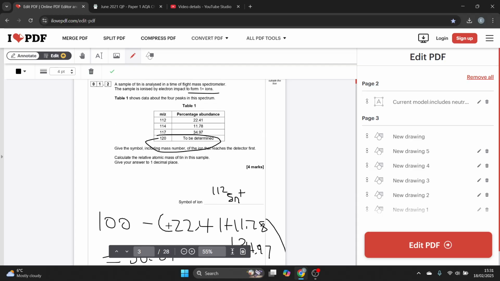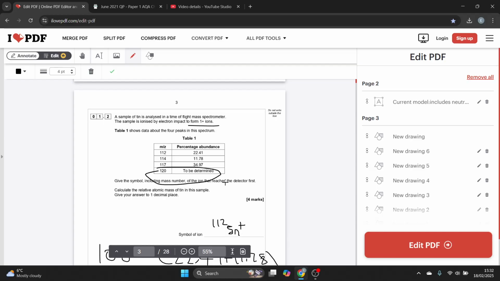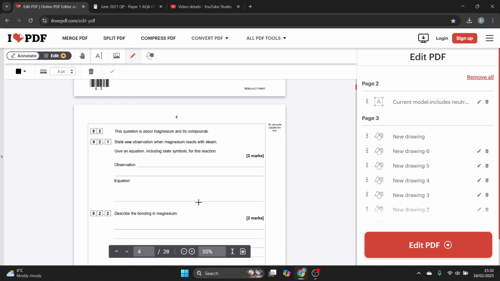And therefore the relative atomic mass is going to be 112 times 22.41 plus 114 times 11.78 plus 117 times 34.97 plus 120 times 30.84, divided by 100. I get 116.5, which doesn't look correct, because why would it be greater than 100? But it is the correct answer, 116.1.